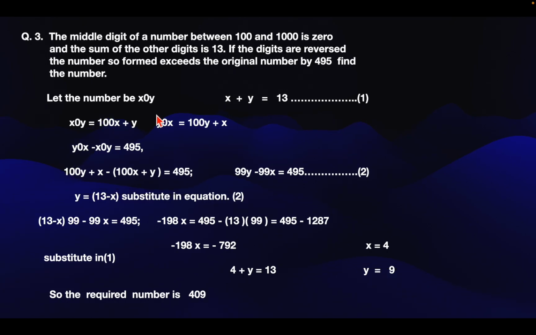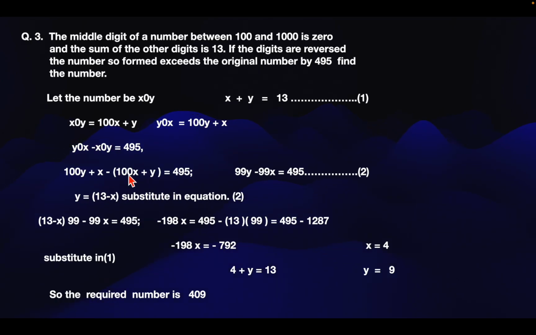Now let's write the second equation. Look at this number x0y. This can be written as 100x plus y. Now we are interchanging the digits, so it becomes y0x. So this is 100y plus x. Now they are saying that this number exceeds the original number by 495. That means y0x minus x0y is equal to 495.